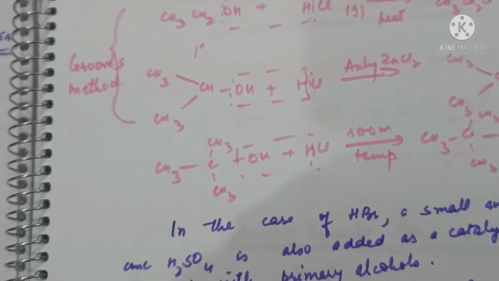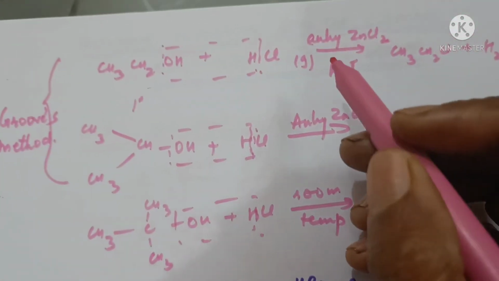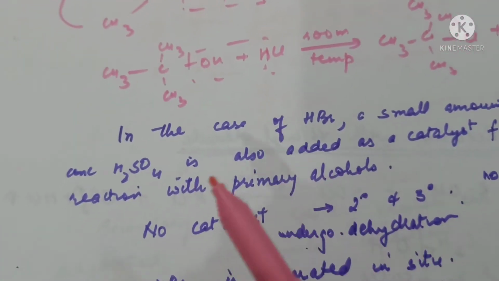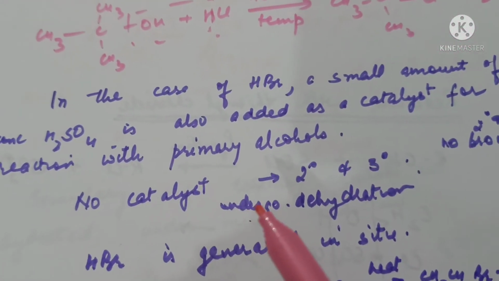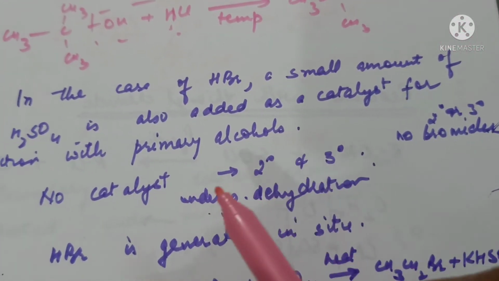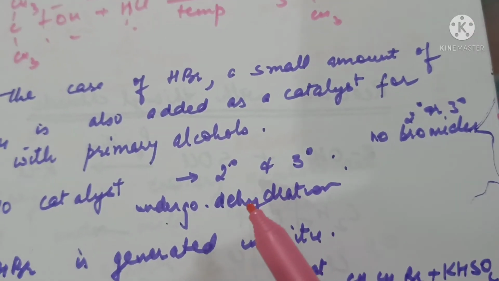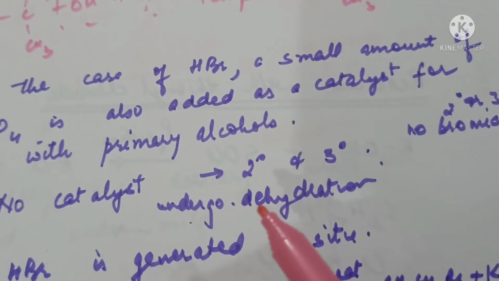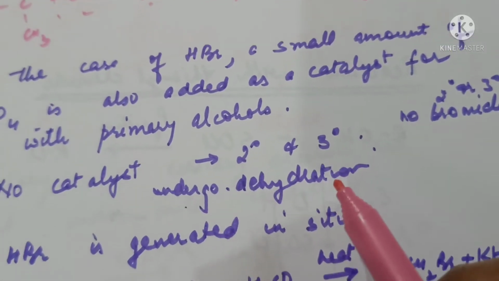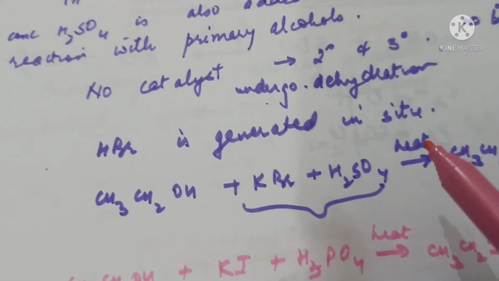This was with HCl. In case of HBr, a small amount of concentrated sulfuric acid is needed instead of zinc chloride. And for secondary and tertiary, no catalyst are needed. Secondary and tertiary alcohols will undergo dehydration. No bromides will be formed. HBr is generated in C2.